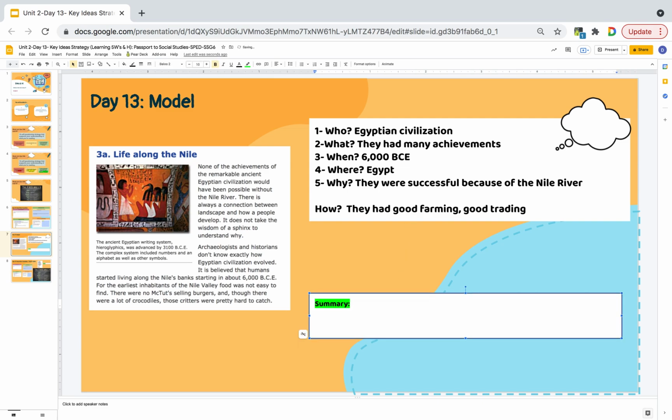So now we're ready to write a summary. In my summary, I'm going to take the responses that I have here and create maybe a sentence or two about what this text is about. Your summary might come later on, after you've read the entire text. But because we're modeling, again, I'm going to just summarize what I've read up to this point. So, the Egyptian civilization was successful during 6000 BCE because they lived on the Nile River.